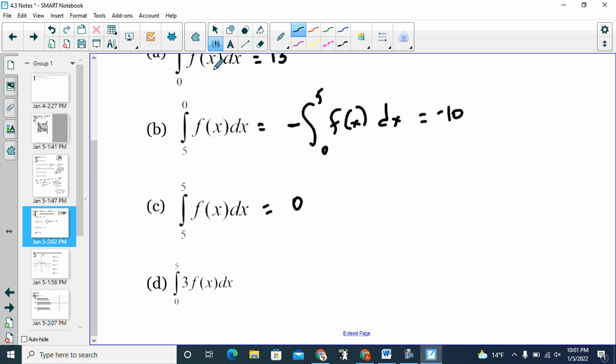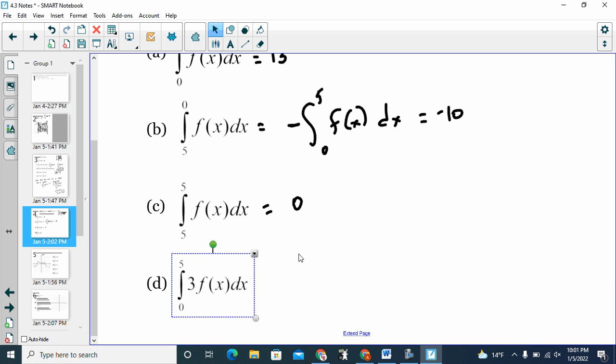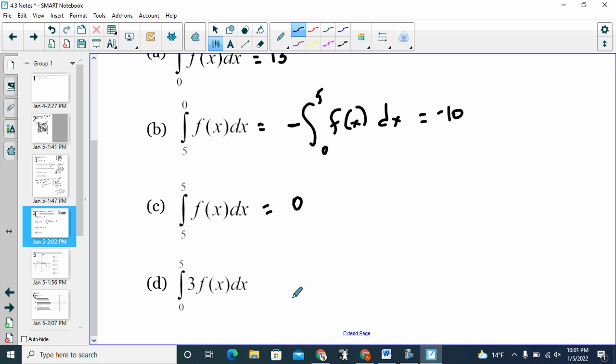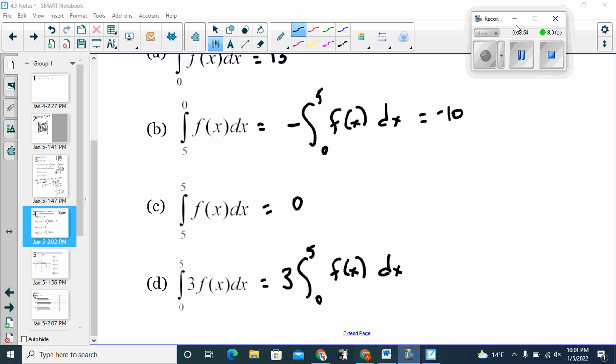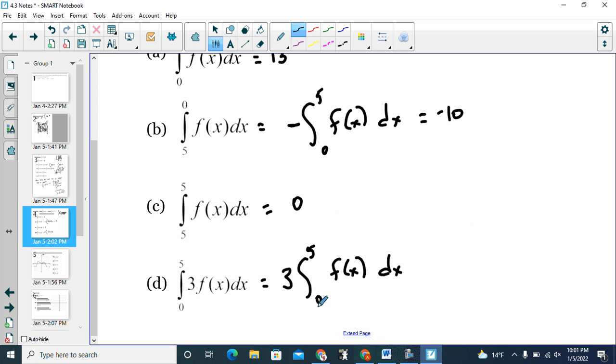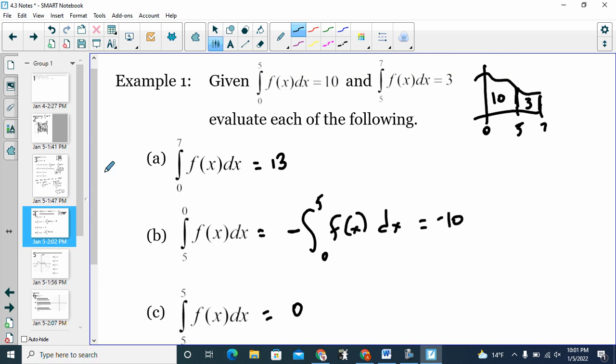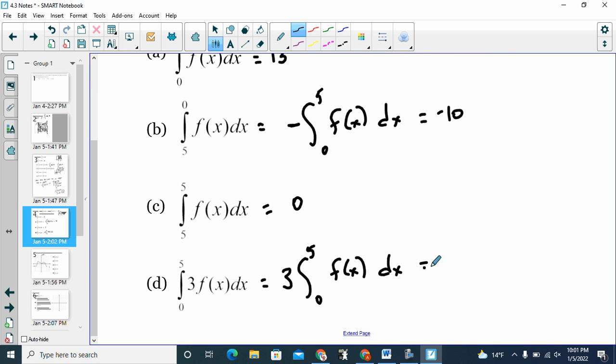And part D asks for the integral from 0 to 5 of 3 times f of x dx. This 3 is a constant. I can take the constant and move it out front. And then the integral from 0 to 5 of f of x dx was defined to be 10. So I have 3 times 10, which is 30. Easy enough.